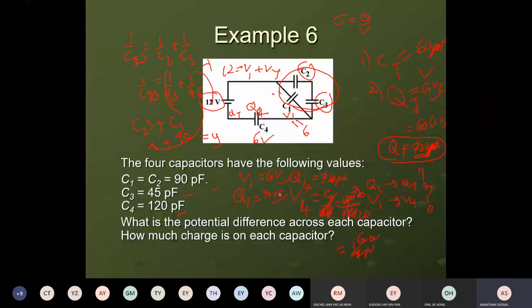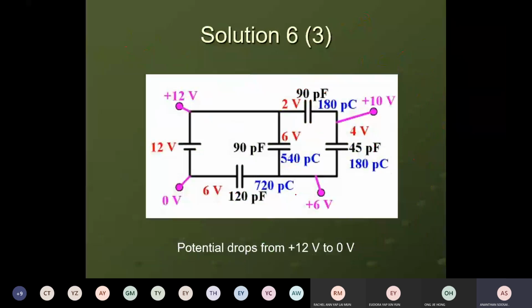So it's 540 picocoulomb. 540 picocoulomb, that's your Q1. Check the Q1. Yeah, 540 picocoulomb, 6 volt, 120 picofarad. Yeah, 720 picocoulombs, 540 picocoulomb. Okay.